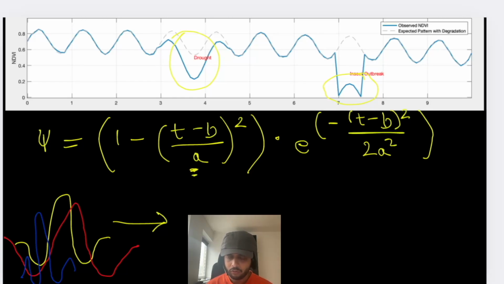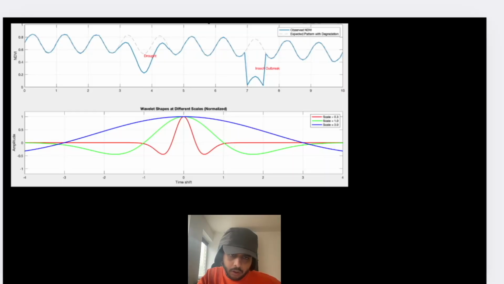Basically the wavelet transform is correlating this kind of wavelet with our time domain signal, and then we will see what we get. So here is our time signal. In the first panel, what I show here is our NDVI time series showing distinct ecological events, like the insect outbreak here and the drought, and also the gradual degradation. If you can see, there is a gradual degradation of our NDVI index.